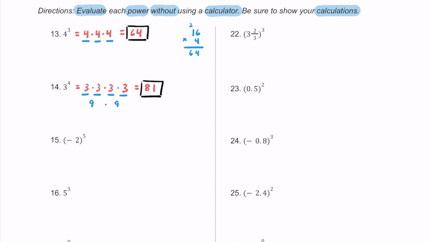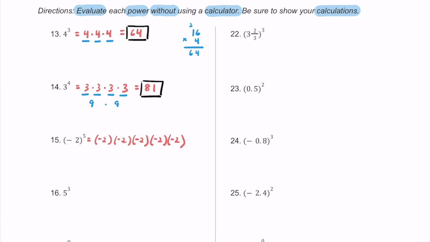For number 15, we have this negative 2 raised to the fifth power. So that's really going to be negative 2 times negative 2 times negative 2. That's 3 of them. We have a fourth one and then a fifth one here. Now there are 5 negatives being multiplied together, so that's an odd number of negatives, so your answer is definitely going to be negative since 2 negatives will make a positive when we're multiplying.